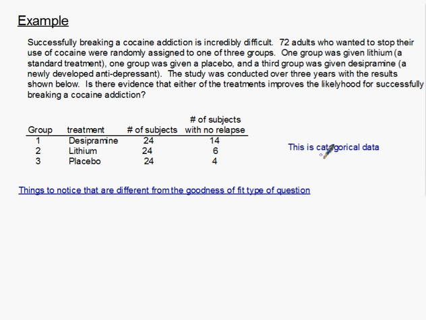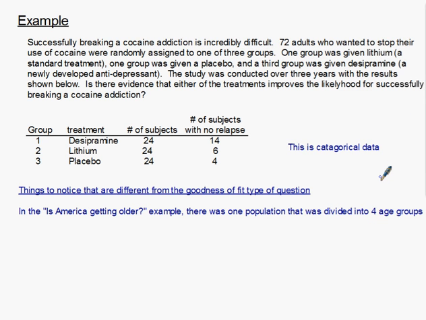First of all, the big thing to notice is that this is actually categorical data. Is there a particular order to these 3 groups? No, we could order them however we want. All right. So one of the big differences with chi-squared is that it's one of the few tests that we can use on categorical data.